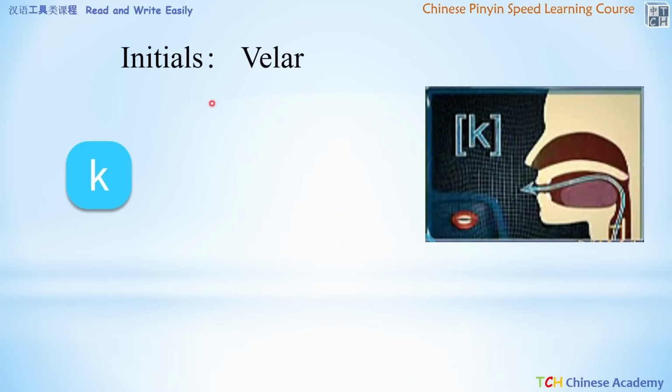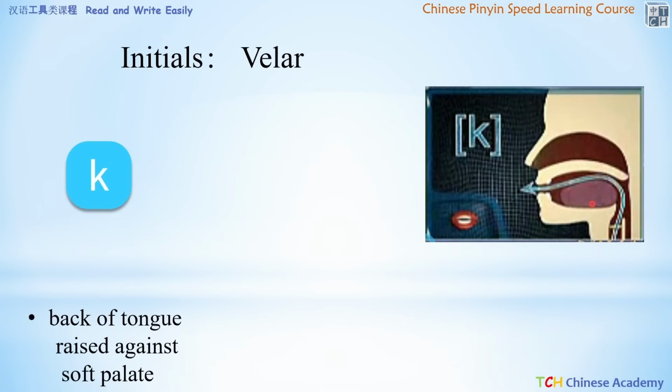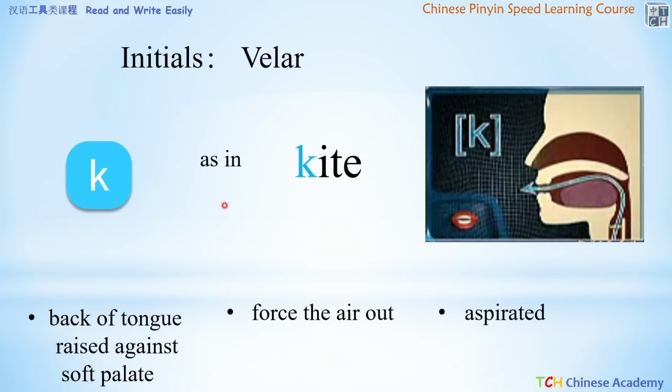And the second velar initial is K. Just as with G, the tongue position is the same. The back of the tongue is raised against the soft palate. But when pronouncing this velar, we need to force the air out. This sound is aspirated, just as in the English word kite. K.